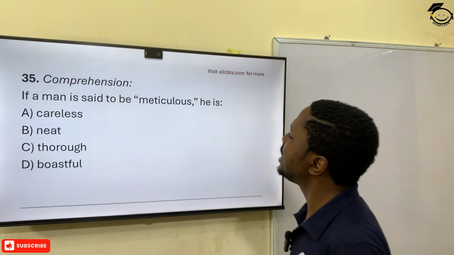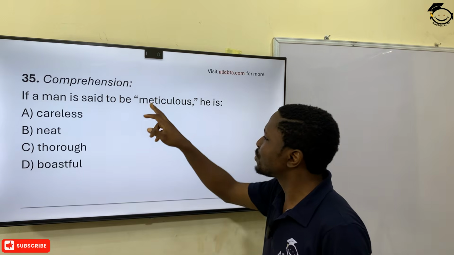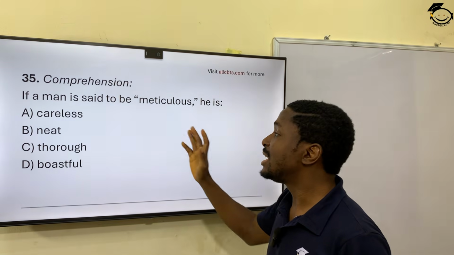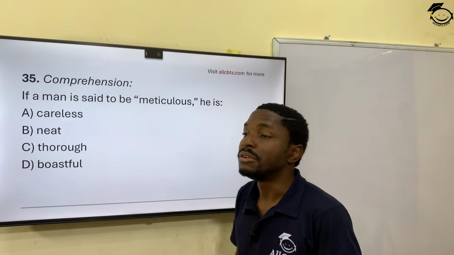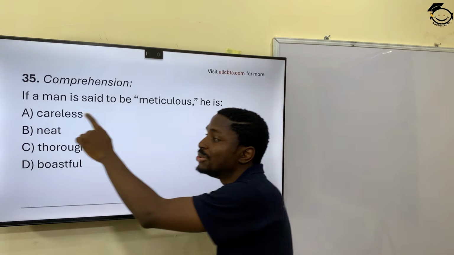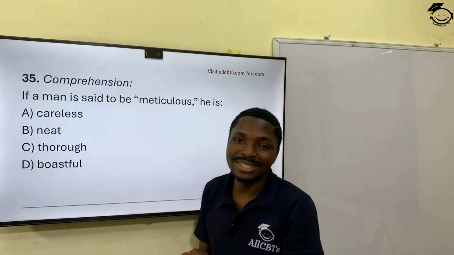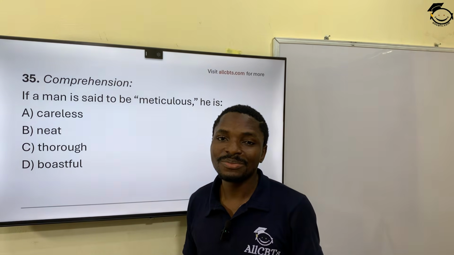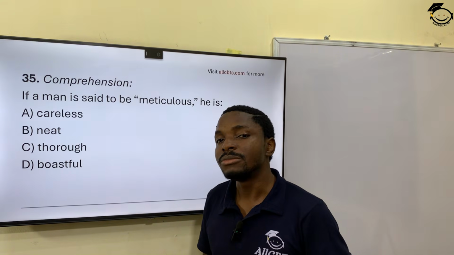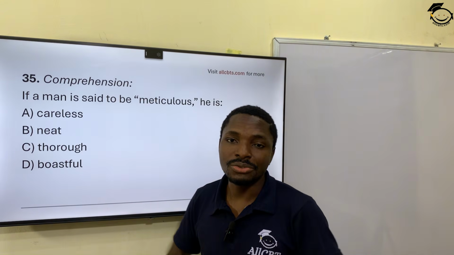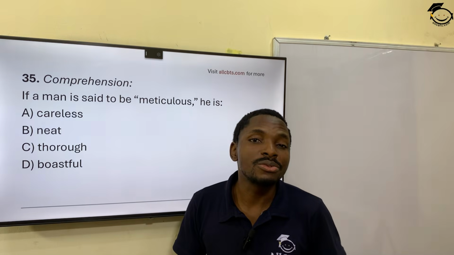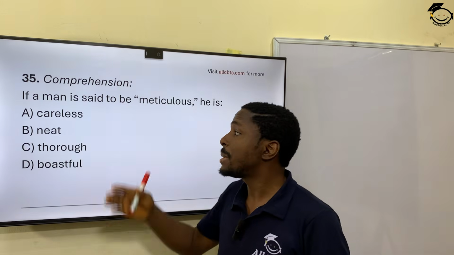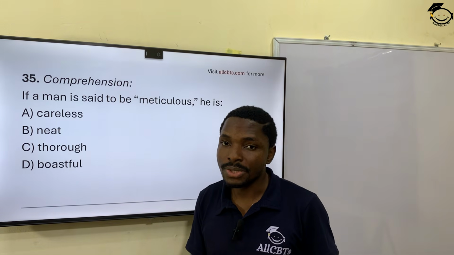35. Comprehension. If a man is said to be meticulous, he is what? Now, one of the challenges with the English language is that if you don't know the word, how could you know what the option is? So, meaning you have to know a lot of words. And how can you know that? You need to read a lot of books. You need to read storybooks. You need to read novels. You need to read articles. So the more you read, you come across these words, you become used to them.